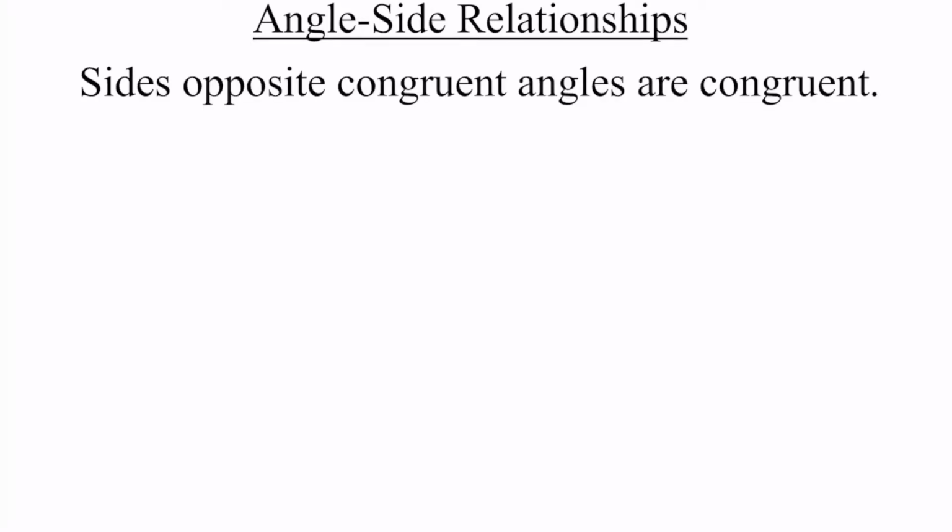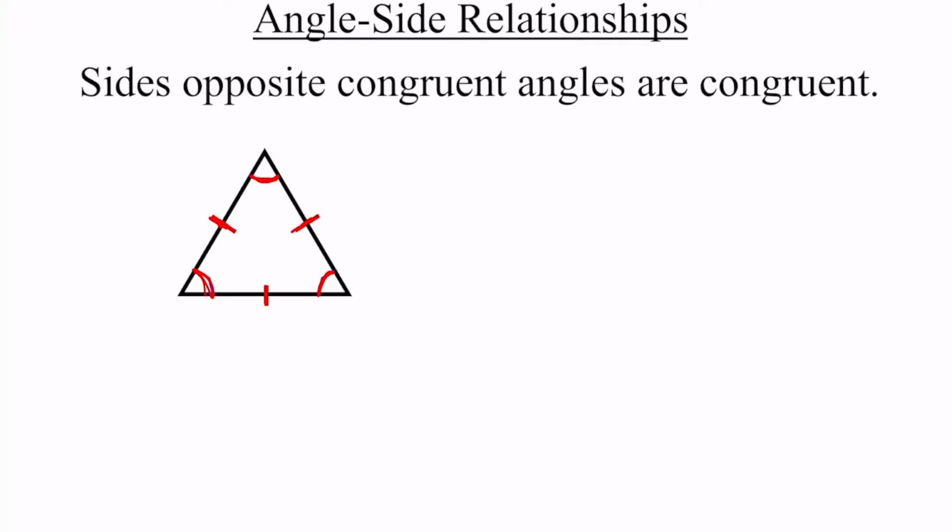Okay, let's move on to angle-side relationships. So sides opposite congruent angles are congruent. So what does that mean? Let's check out this. This looks like it would be an equiangular triangle, which also means an equilateral triangle, but we'll prove that. So here, sides opposite congruent angles are congruent. So let's say this is 60 degrees, then that would be some side length. If this is also 60 degrees, it would be the same exact side length as the one on the bottom. Same goes for this. If this is 60 degrees, this is also going to be the same side length.